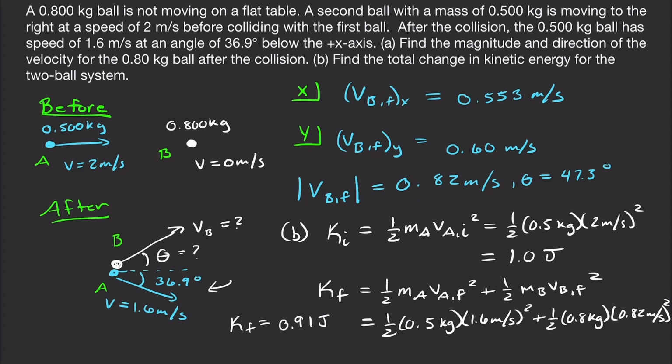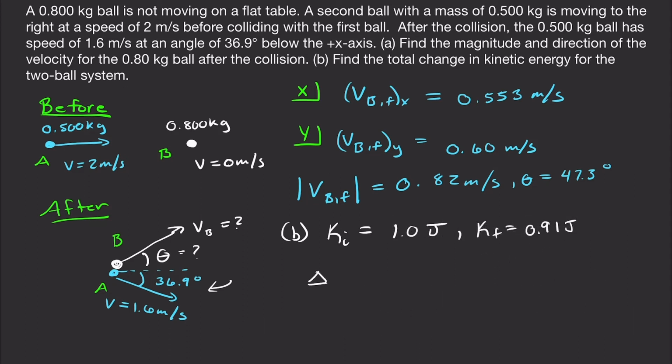And if we plug all of that in, we get 0.91 joules. So now we can find the change in kinetic energy, or Kf minus Ki, and that will be 0.91 joules minus 1 joule, which equals minus 0.09 joules. So we lost energy in this collision.